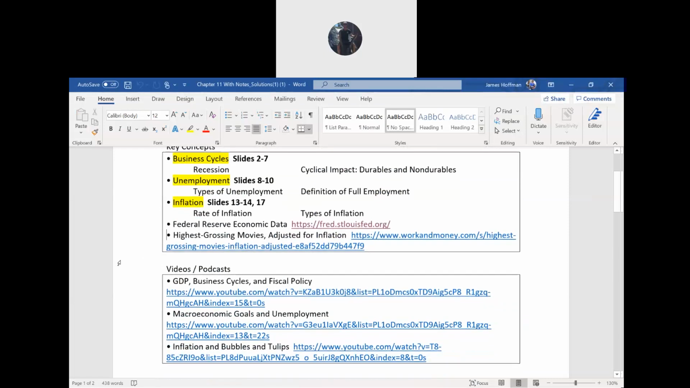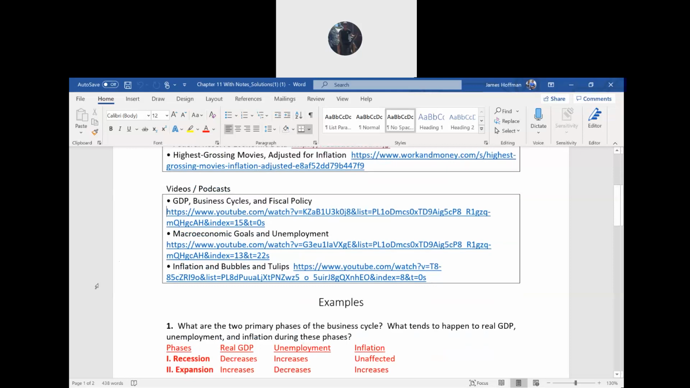This is just something that's showing that the box office movies, when we used to have movies in the box office, need to be adjusted for inflation, because every time you hear this is the biggest box office movie ever, that doesn't mean in real terms it is. So you have to adjust for inflation. And there's a bunch of videos you can look at, GDP, business cycles, fiscal policy, macro goals and unemployment, and then another one on inflation. And so you can take a look at these videos when you get a chance if you want some more on any of these topics.